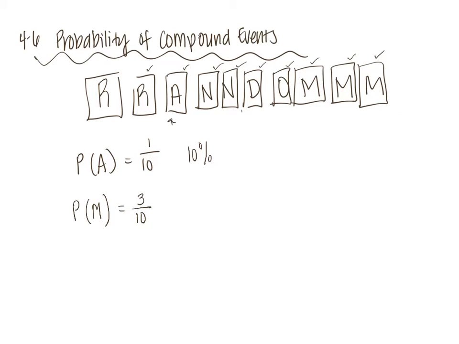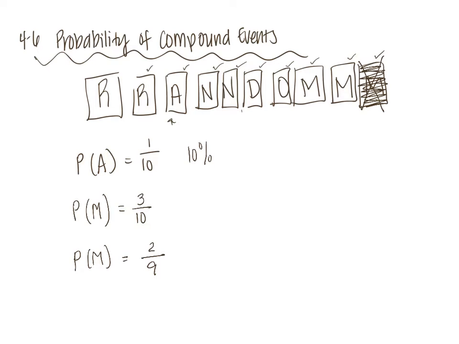Good. Now, what if I want to know what is the probability of drawing an M after I've already drawn one and I don't replace it? This M goes away. How many cards do I have in my deck now? I have only 9 because this one went away. I didn't replace it. How many M's do I have? I have 2. So this is the probability of drawing one if I don't replace it.